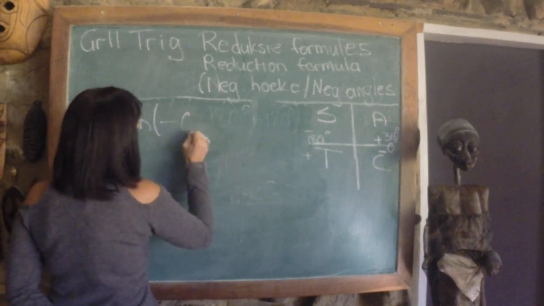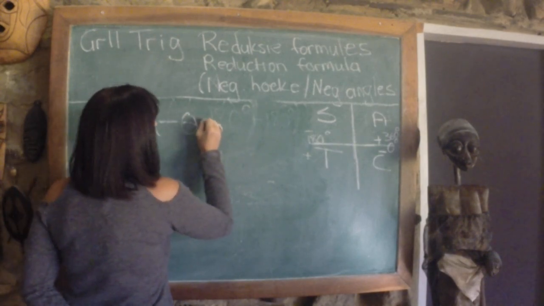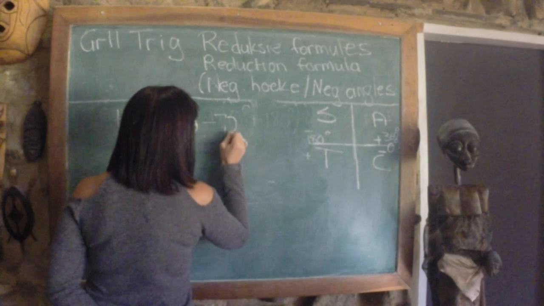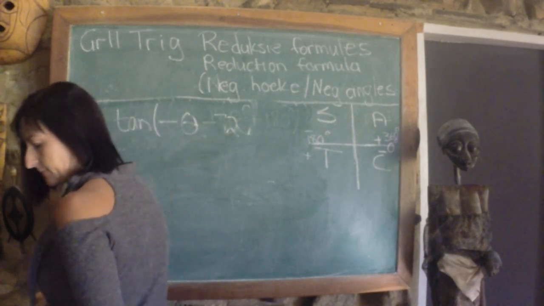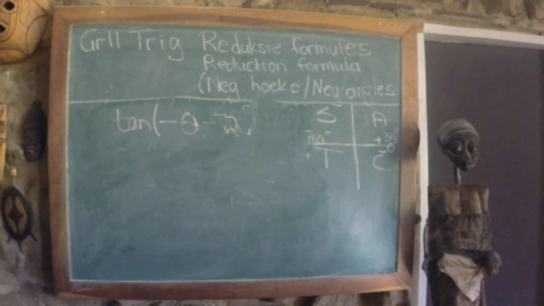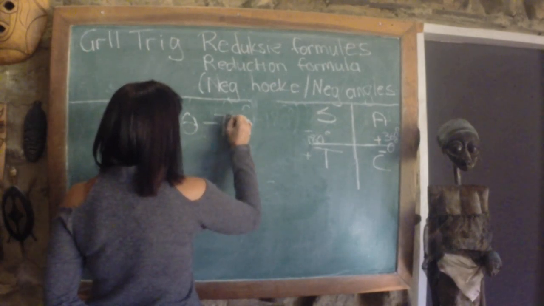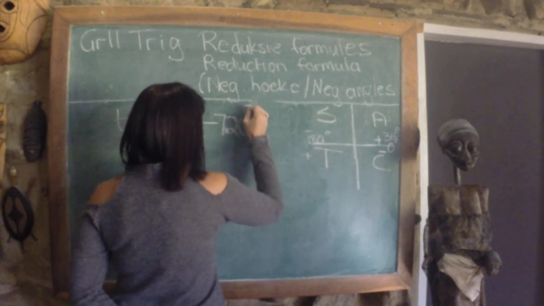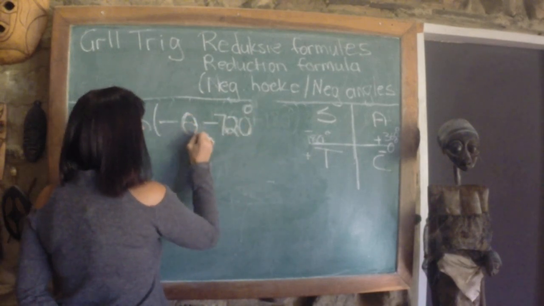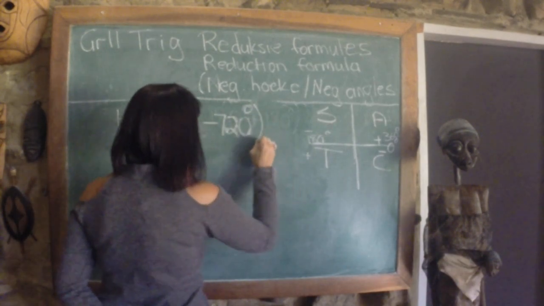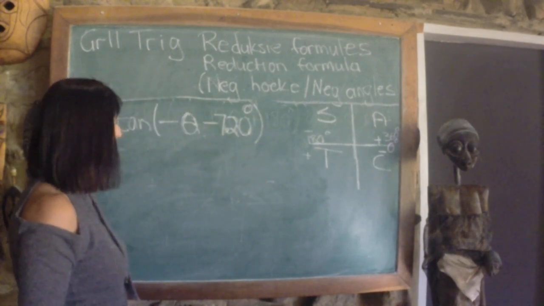Tangent of minus theta minus 720 degrees. Minus theta minus 720 degrees.